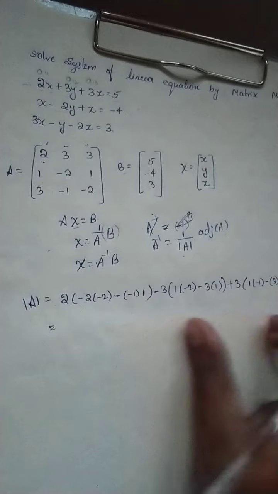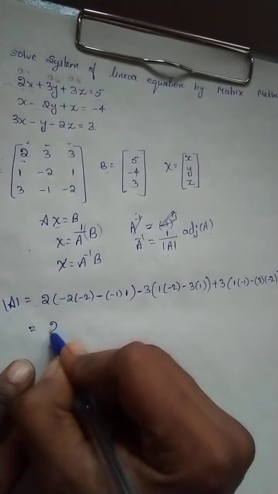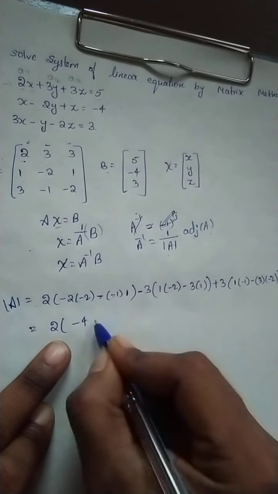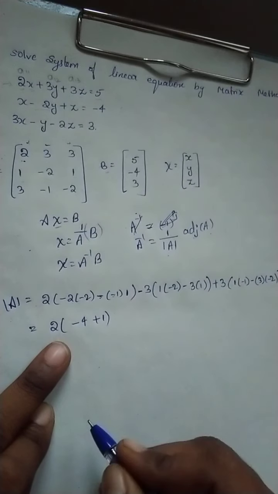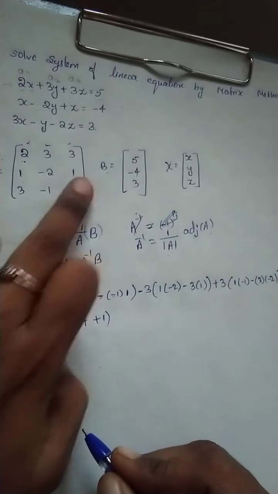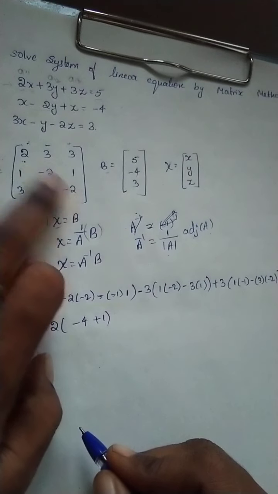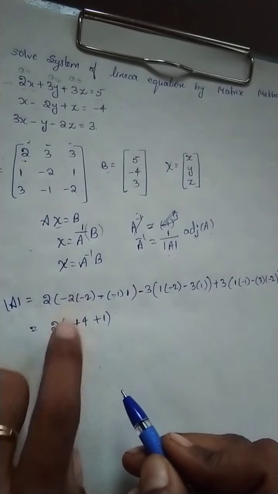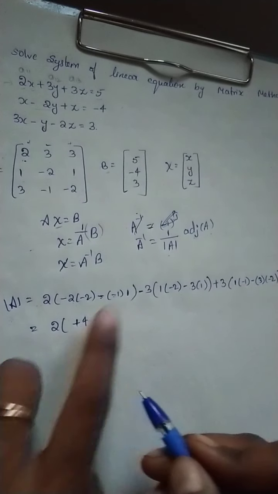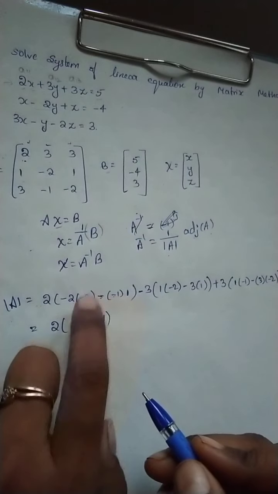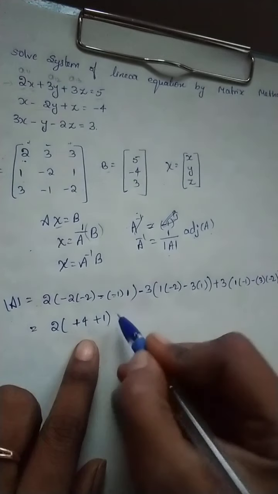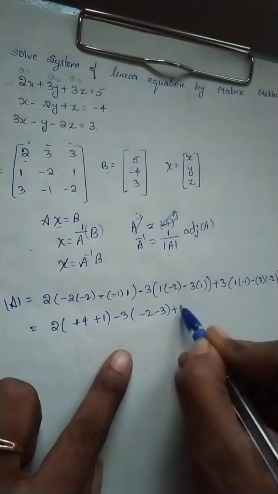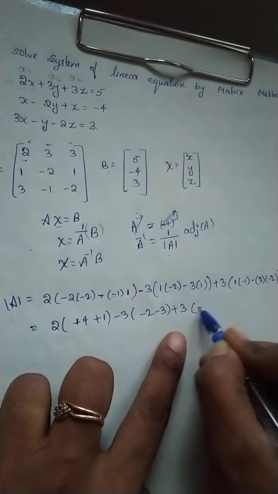Now we will solve these values. So 2 into minus 4, minus 4, minus into minus is plus 1. Here minus into minus will be plus 4. Minus into minus, plus 2 into 2, 4. Again minus into 1 into 1 is 1. Minus into minus, plus 1. So again minus 3, minus 2, minus 3, plus 3. 1 into minus 1 is minus 1.